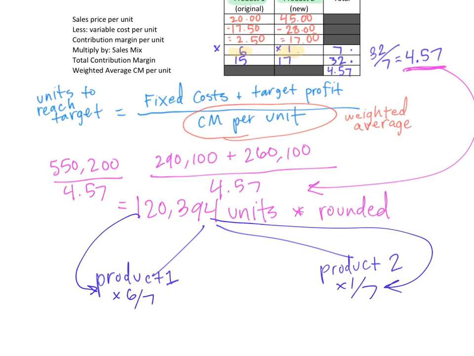So if you do the math and then round to the nearest unit, you will get 103,195 units of product 1 and 17,199 units of product 2 in order to meet the target profit. And that is the end of our CVP exercise.